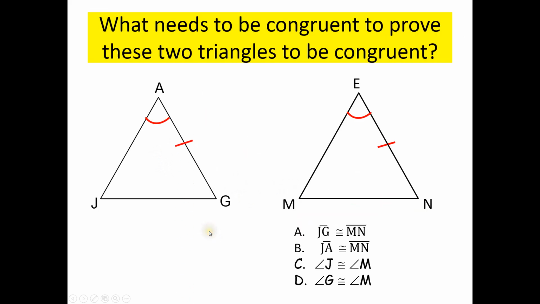Next. All right, what would make these congruent? Okay, we did some of these too. Okay, this is a, let me see, G and M, no. Okay, J and M, yeah, that's the one. J is congruent to M, okay, because this one would make it angle, angle, side, and this would make it angle, angle, side as well, okay?